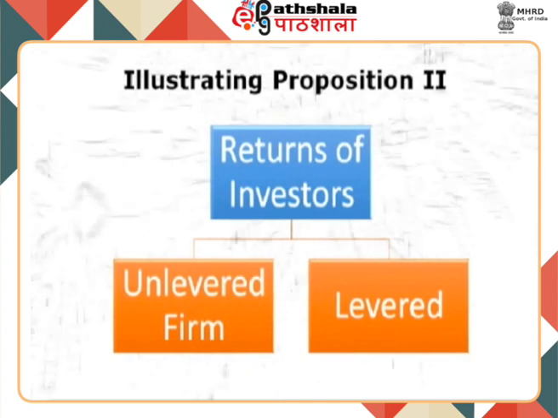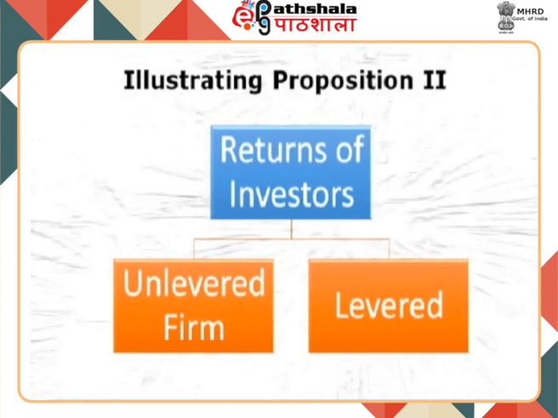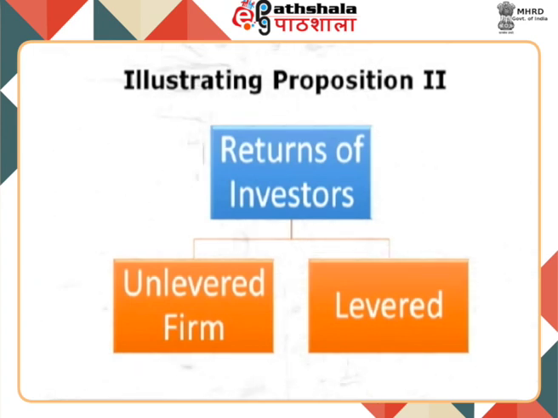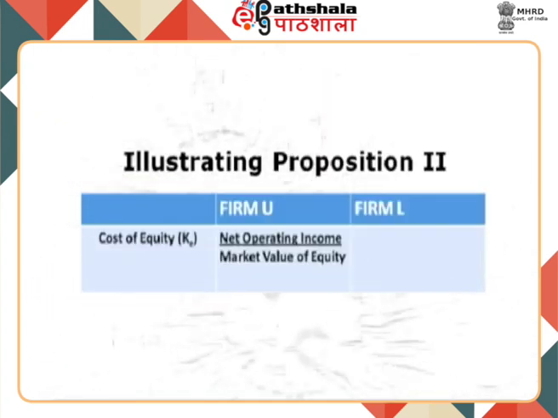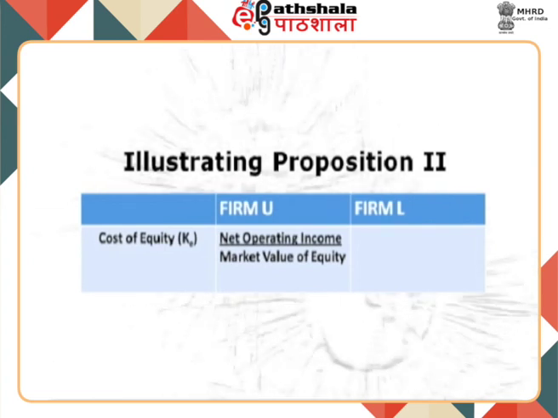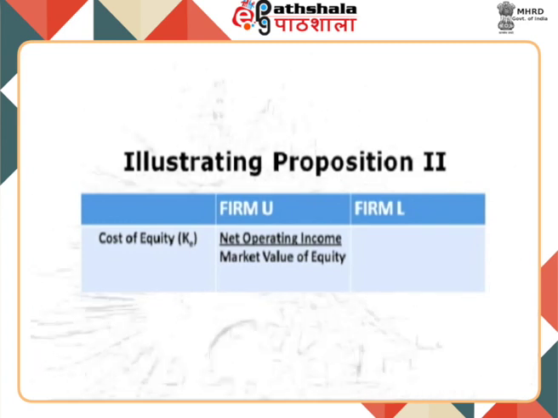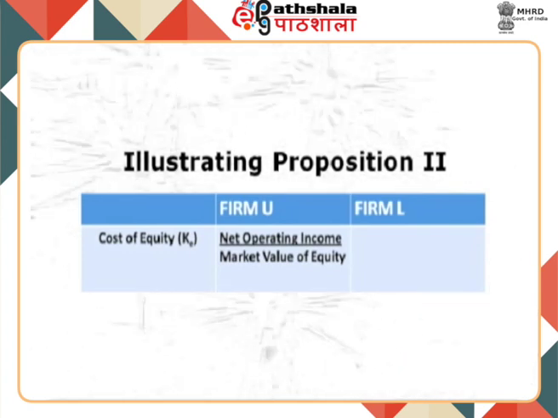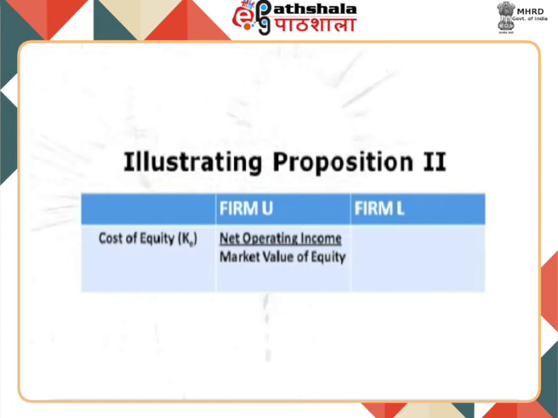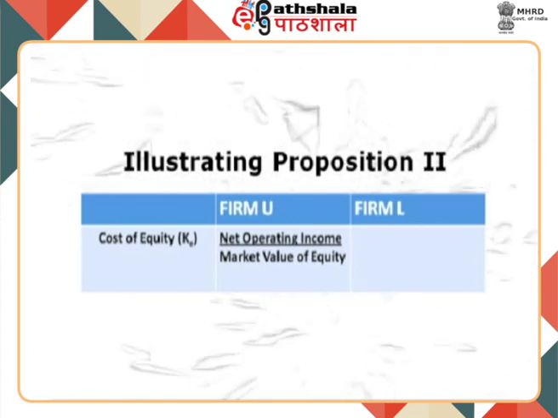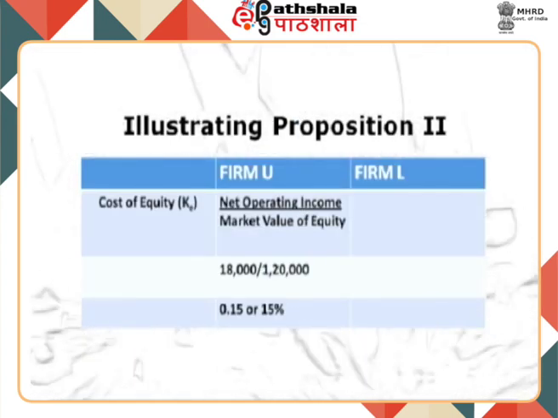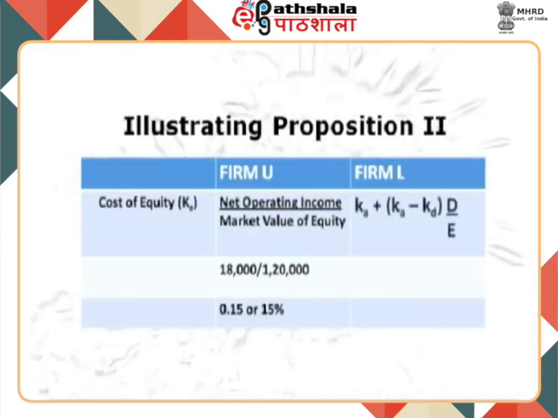Now we will calculate the returns of investors in case of unlevered and levered firm to see how it differs. We are using return on equity and earnings per share to measure investors' return. Let us first calculate return on equity, which is the same as cost of equity. In case of firm U, it is the same as the cost of capital, which is calculated by dividing net operating income by the market value of equity. We can see that it comes out to be 15%. Now, as discussed earlier, cost of equity.